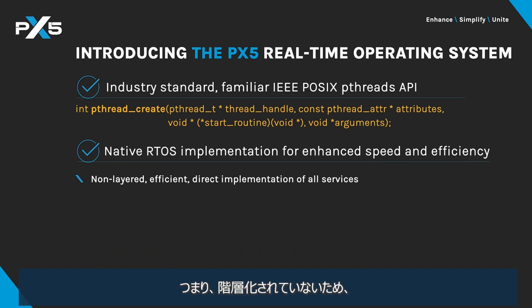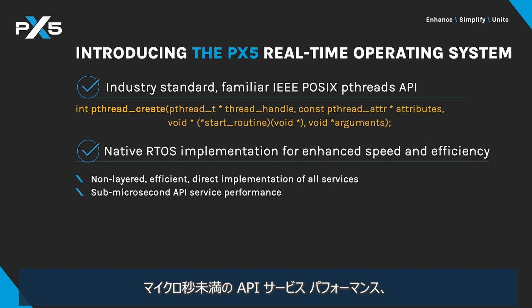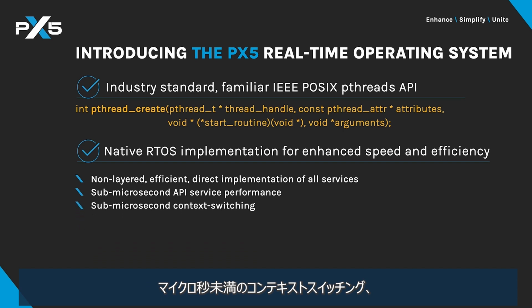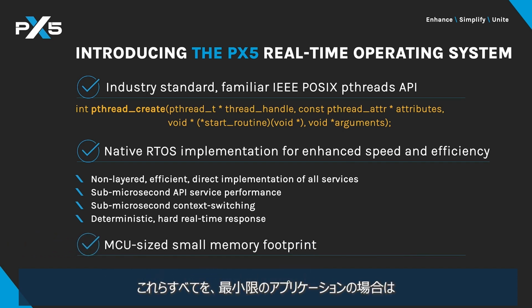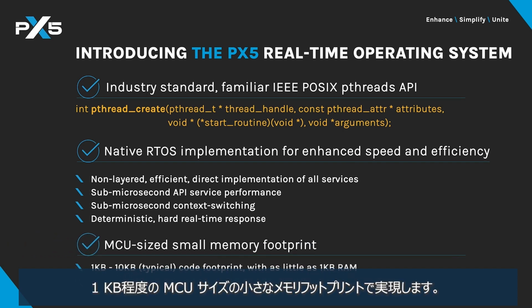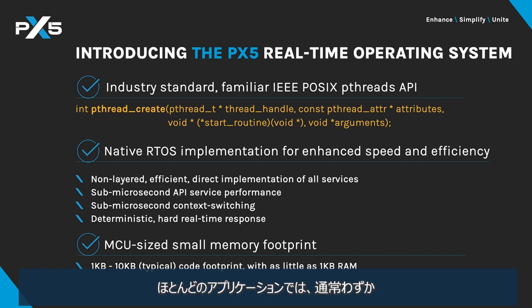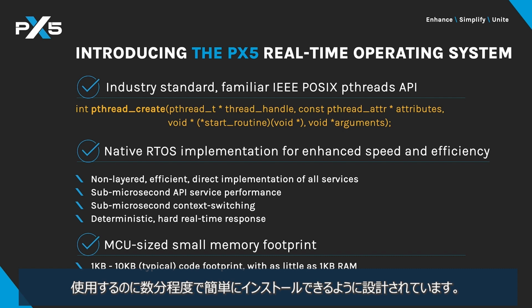That means it's not layered, enabling it to deliver sub-microsecond API service performance, sub-microsecond context switching, and deterministic real-time response. It achieves all this in an MCU-sized small memory footprint, as small as 1 kilobyte for minimal applications, and typically under 10 kilobytes for most applications, with as little as 1 kilobyte of RAM. PX5 is also designed for simplified installation and use, on the order of a few minutes to install in most cases.